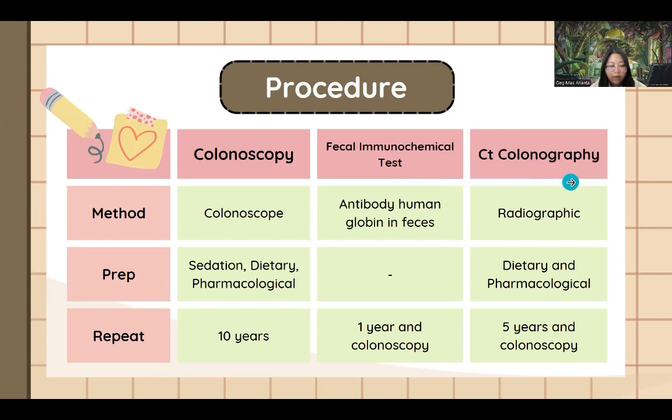CT colonography is a radiographic testing method that detects colorectal neoplasia. The procedure requires intestinal prep. Emptying the intestine and rectum before the test improves outcome. Oral contrast medium and a laxative clear the colon. The gas-distended colon is then imaged.